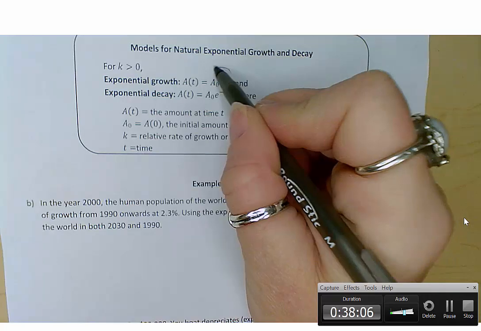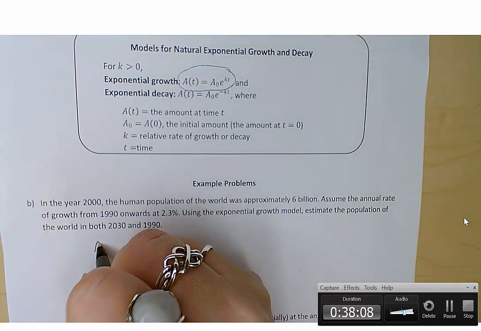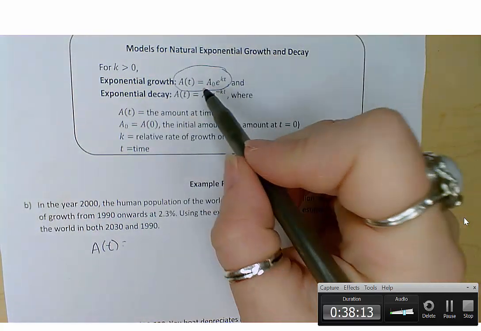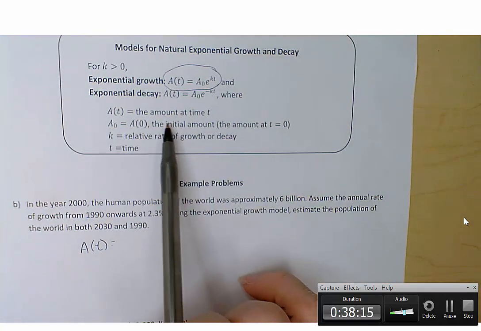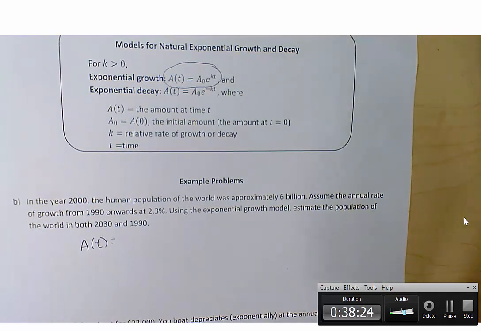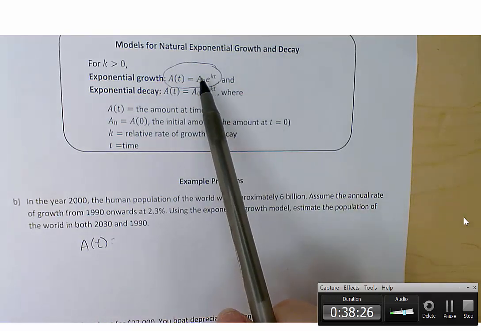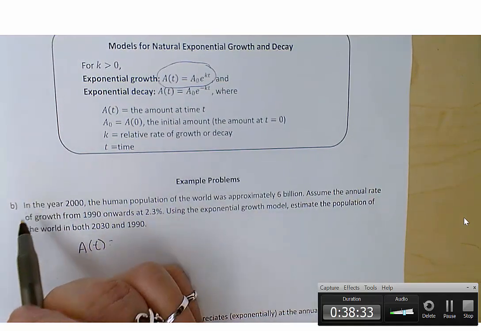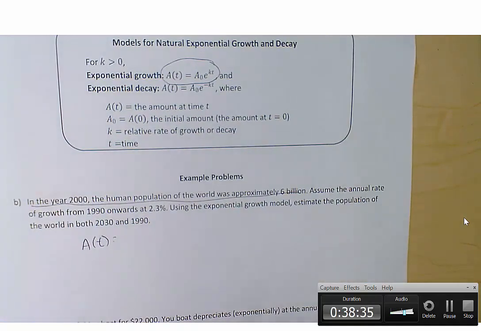So we want to use the exponential growth model here. So A of t, where t is the amount of time here, is going to equal A sub 0 times e to the kt. A sub 0 is the initial amount here. So what that means is they're wanting us to find the population growth here. A sub 0 is going to represent the initial population that we're talking about. And this problem starts off with saying that in the year 2000, the population was 6 billion.